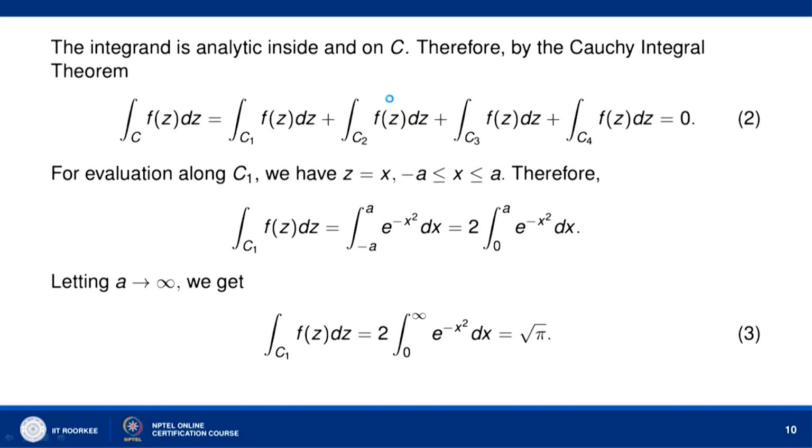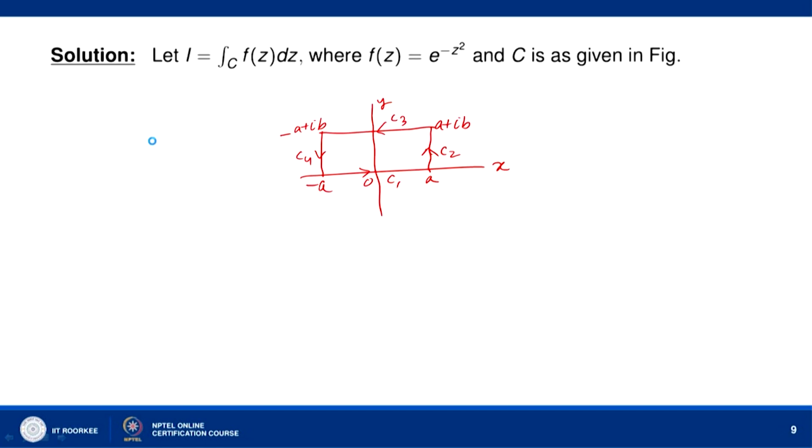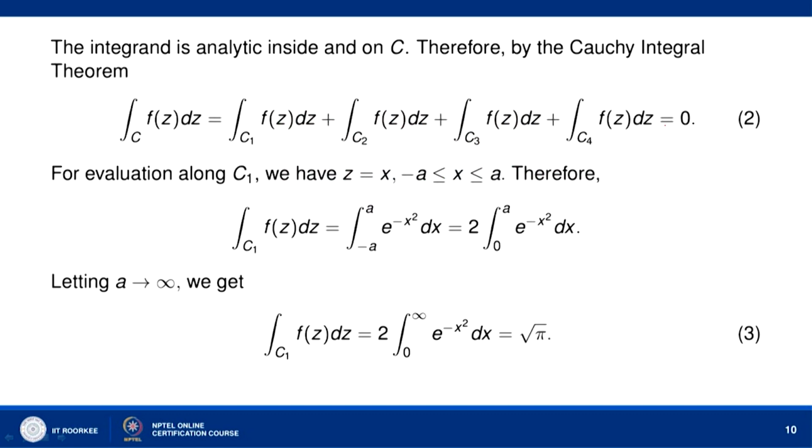Okay. So, what we do is the integrand is analytic inside and on C, therefore, by Cauchy integral theorem, integral over C f(z) dz is equal to integral over C1 plus integral over C2 plus integral over C3 plus integral over C4, which is equal to 0. Okay. Now, for evaluation along C1, let us draw here now.